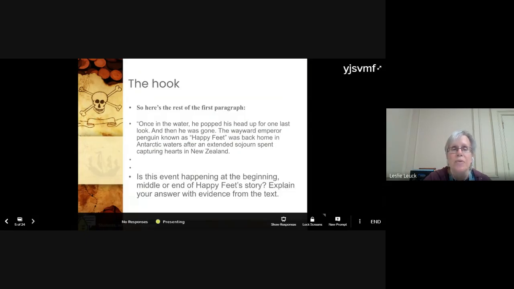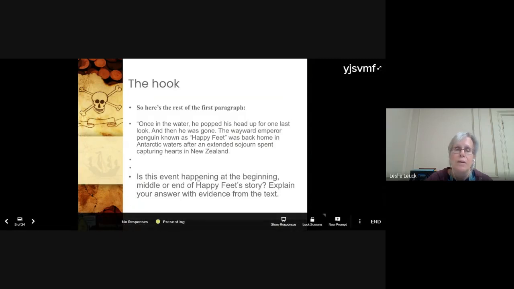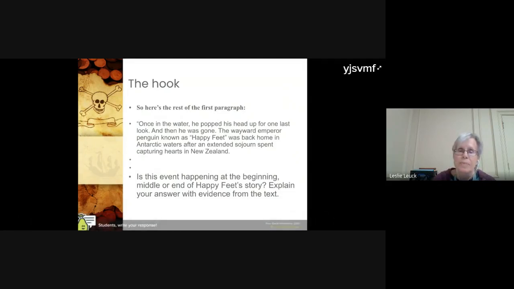So here's the rest of the first paragraph. Once in the water, he popped his head up for one last look, and then he was gone. The wayward emperor penguin, known as Happy Feet, was back home in Antarctic waters after an extended sojourn spent capturing hearts in New Zealand. So here's your first question. Is this event happening at the beginning, middle, or end of Happy Feet's story? Explain your answer, and if you can, give some evidence from the text. Like what words or phrase in the story causes you to think that this event is happening at the beginning, the middle, or the end of the little penguin story?